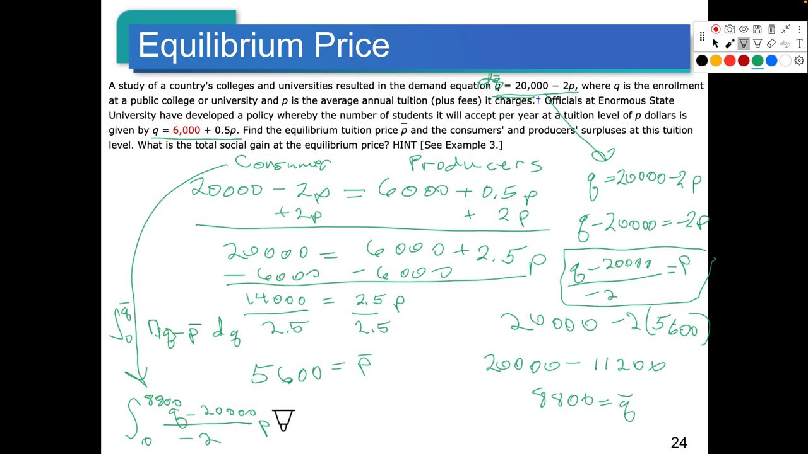That's your consumer function, and then you're going to subtract P bar, 5,600. I'll let you simplify this somehow. You get 10,000 minus this, so it's not too bad. That'll give you your consumer surplus.